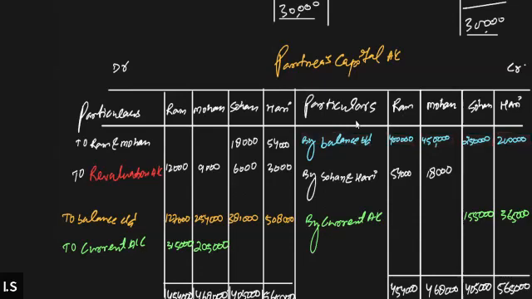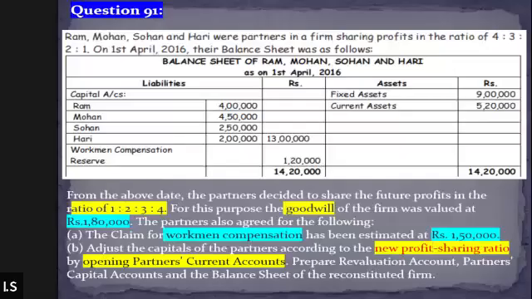Done? Yes, sir. Done. After that, I don't think any other item needs to be adjusted. On the liability side, we have the workman compensation reserve. We already treated the workman compensation reserve. Okay, nothing else. So let's quickly find out the balance of the revaluation account.